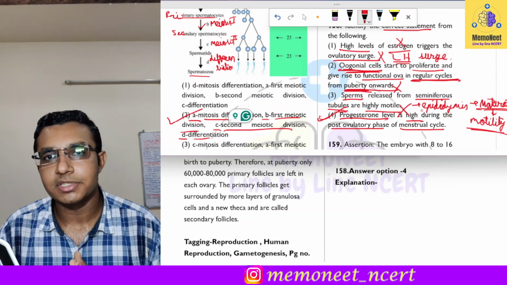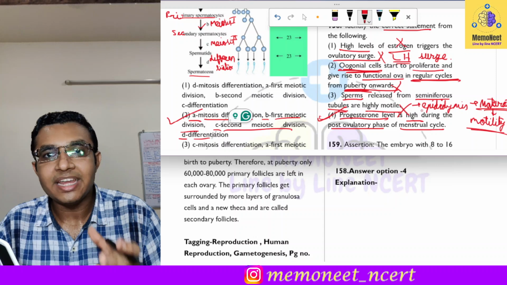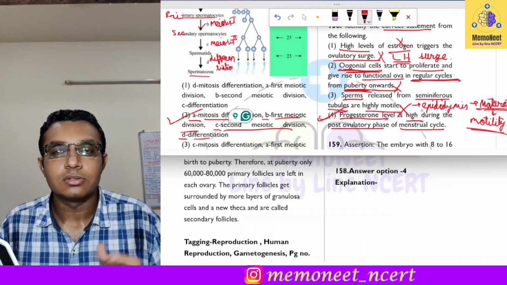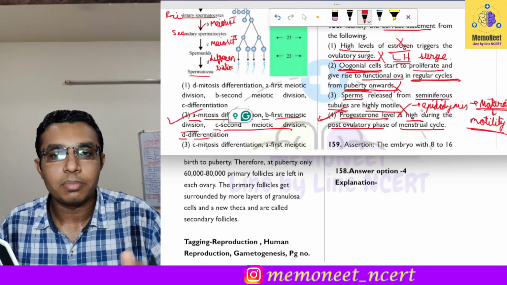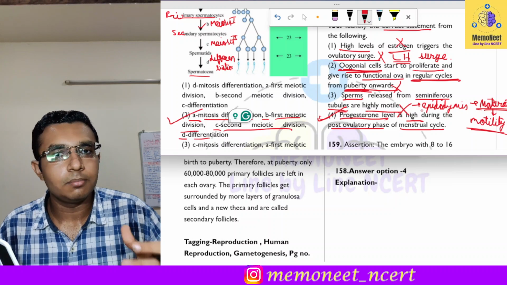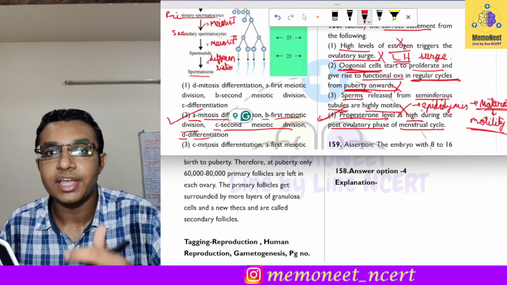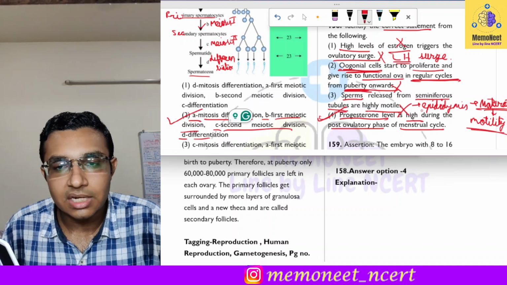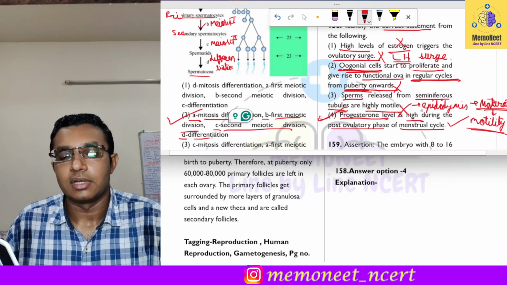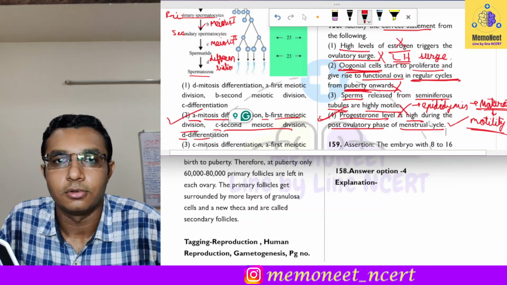What does this progesterone do? This progesterone maintains the endometrium, so it provides the proper thickness of the endometrium for the implantation to occur and for pregnancy to carry forward. So this statement is correct. So the correct answer of this question is option 4.